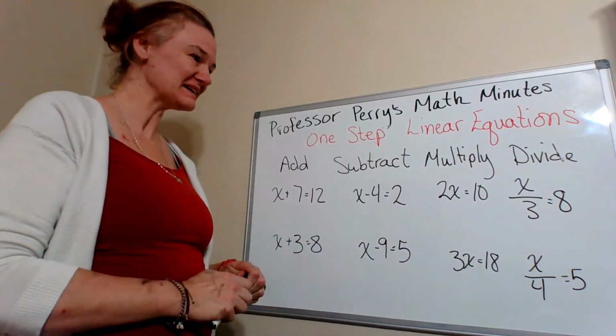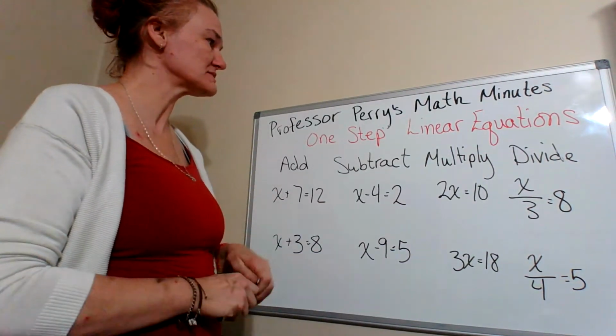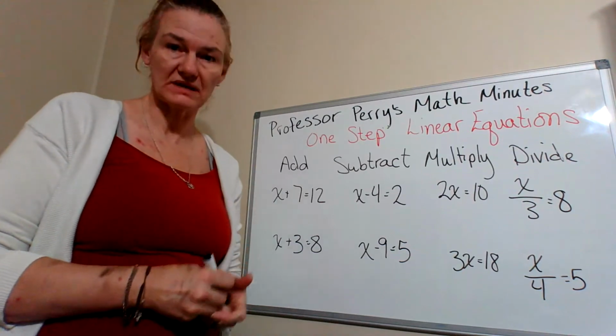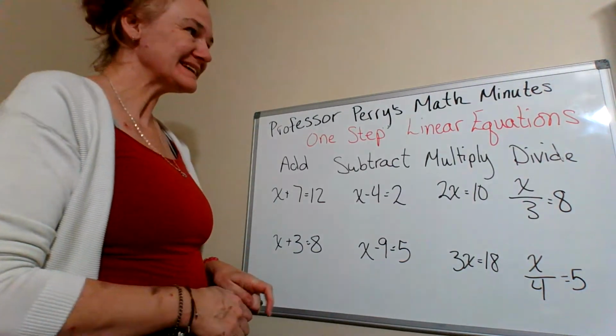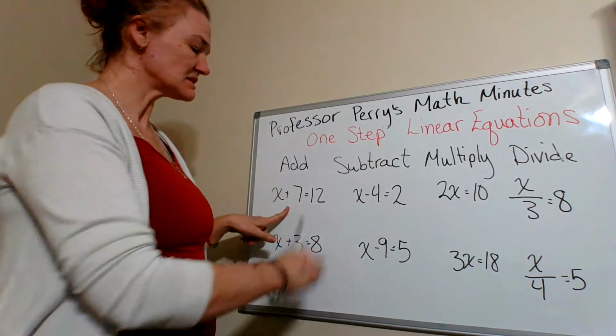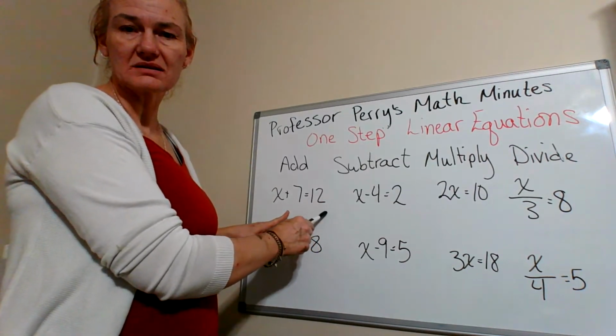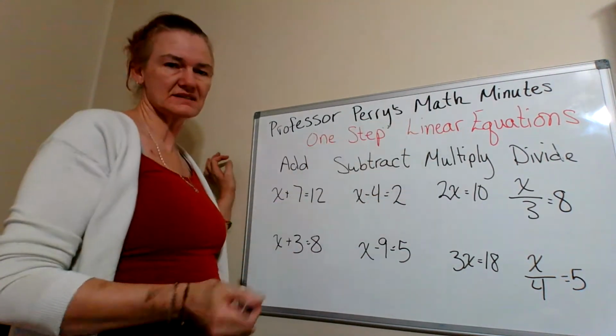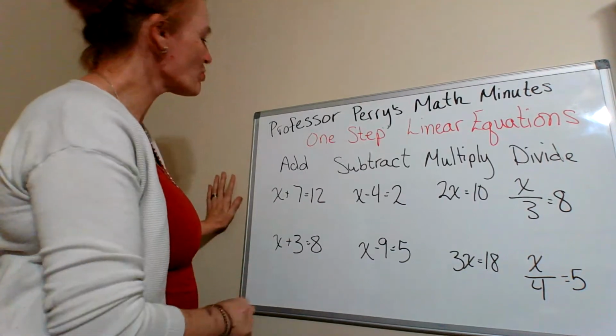Y'all, I am Misty Perry, and we're going to do some one-step linear equations. Linear equations just means you have something on two sides of the equal. So that's not scary. They're just equations.